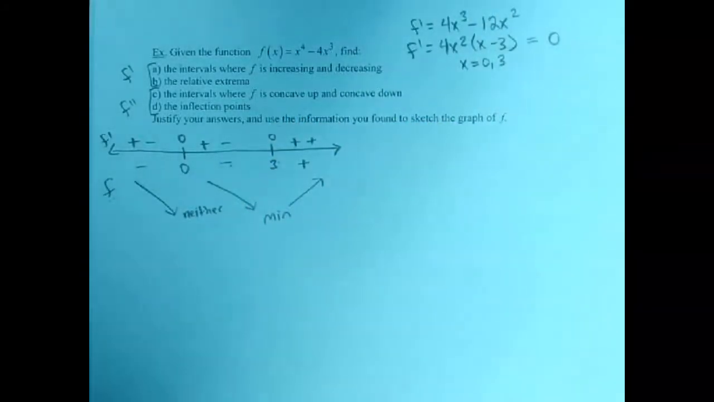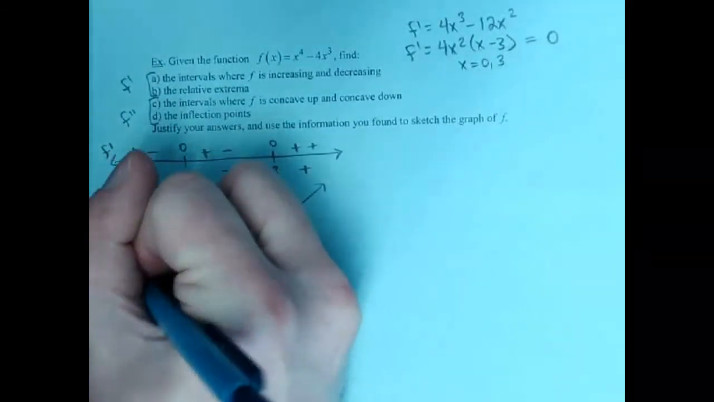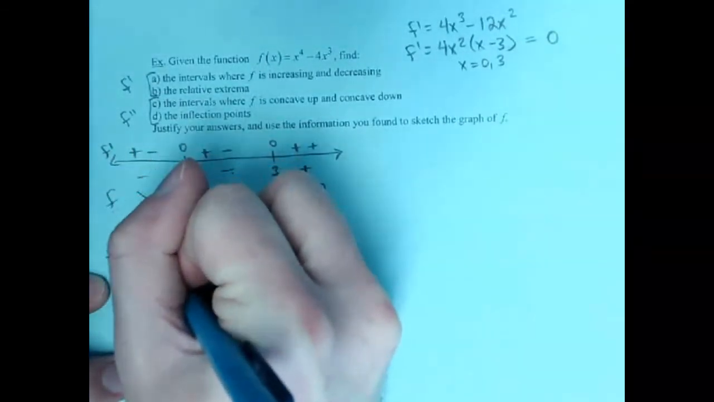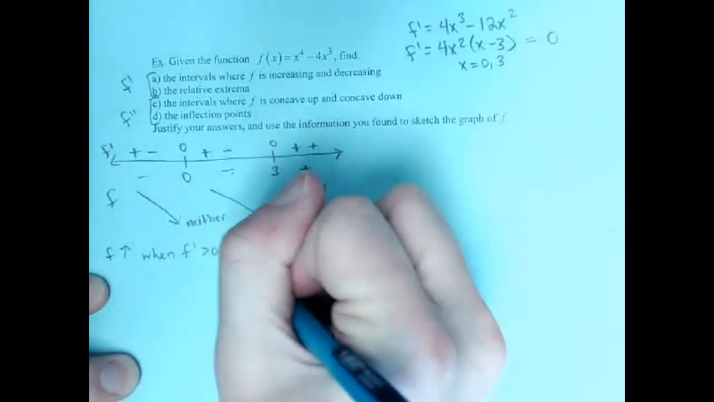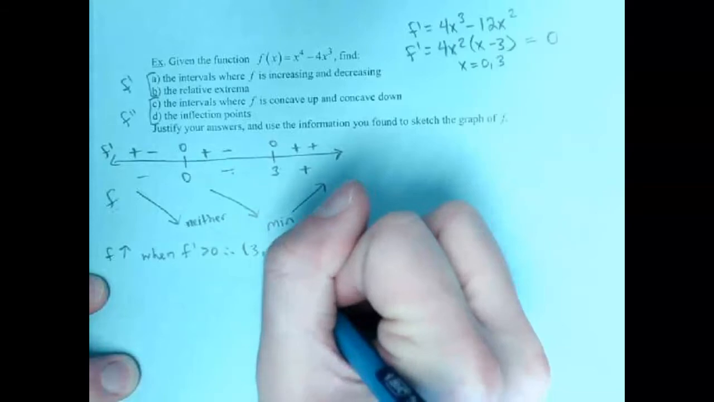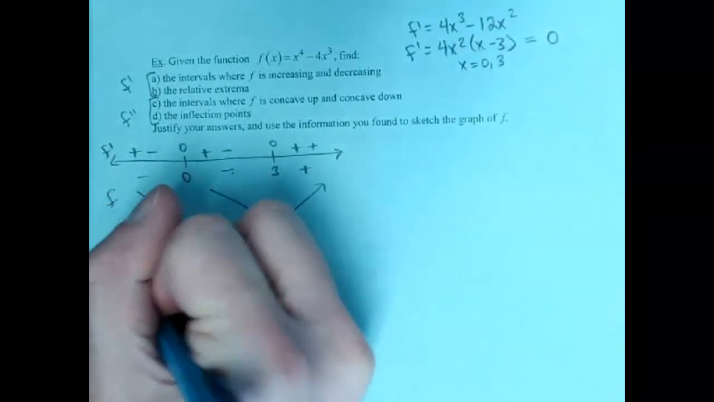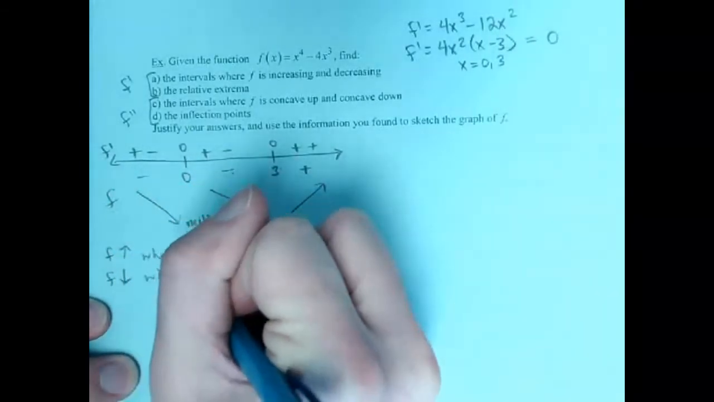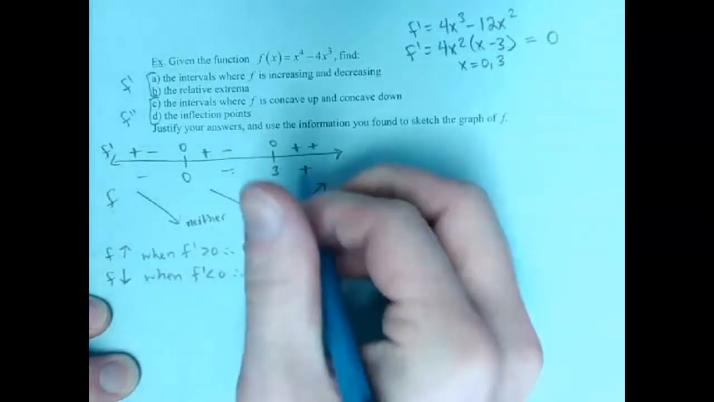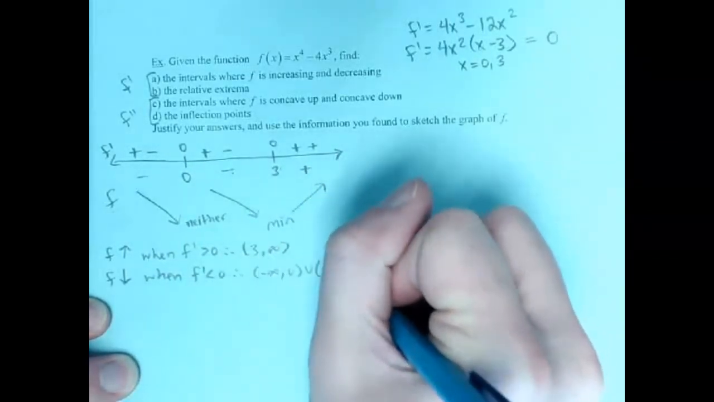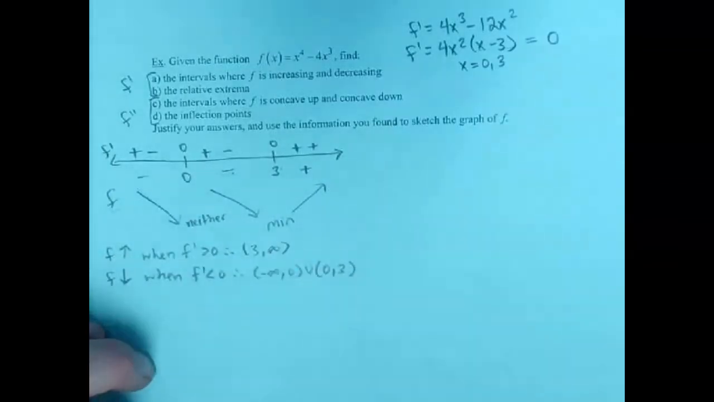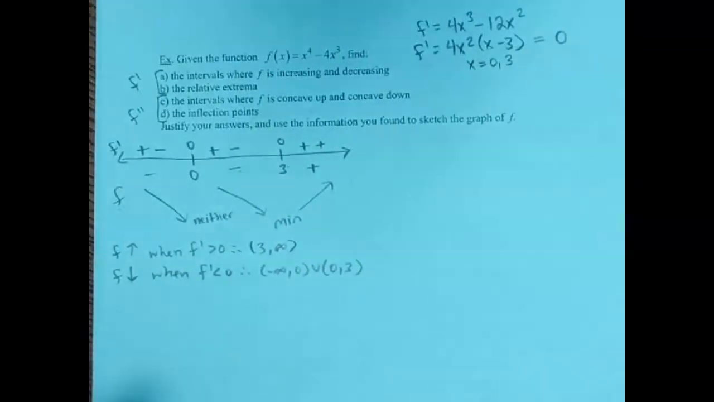Okay, so let's go through and let's answer some questions. F is increasing when your first derivative is positive. Therefore, 3 to infinity. F is decreasing when f prime is negative. Negative infinity to 0, union 0 to 3. If you were to just say negative infinity to 3, that's okay. I would suggest you throw out the value of 0, but you can lump those together if you want.